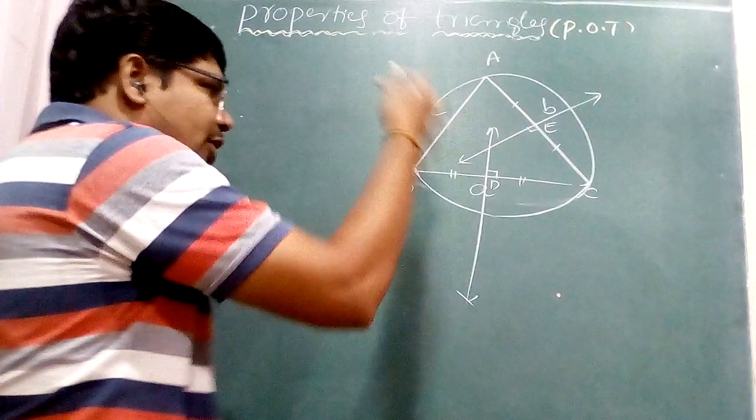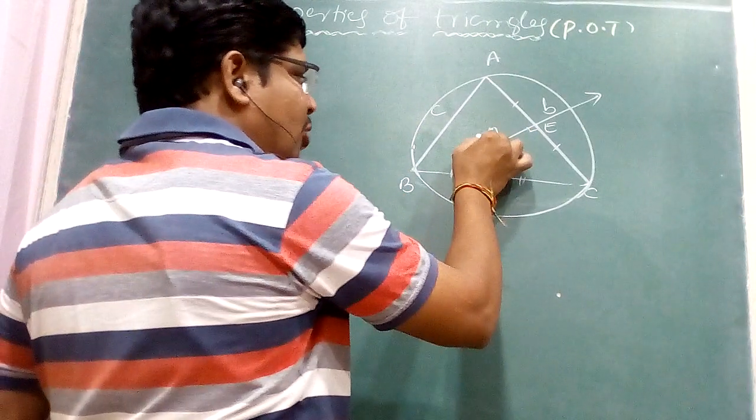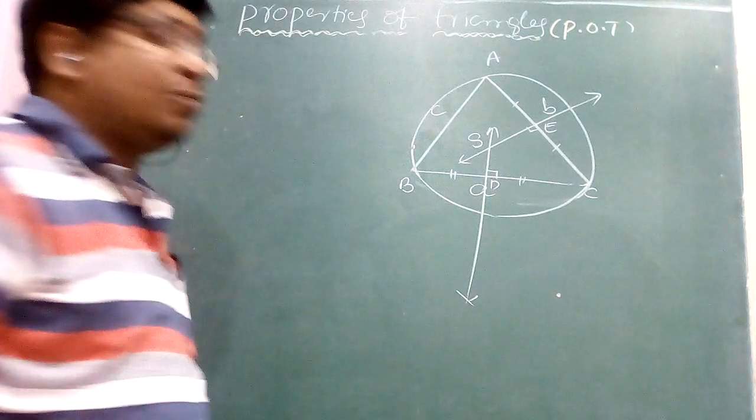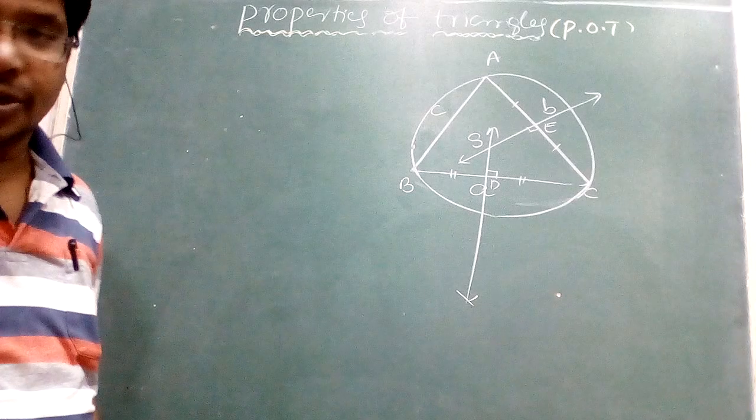Now the point of intersection of two perpendicular bisectors you can call the circumcenter, denoted by capital S. Small s is the semi-perimeter. Capital S is the circumcenter. Now it is the center.